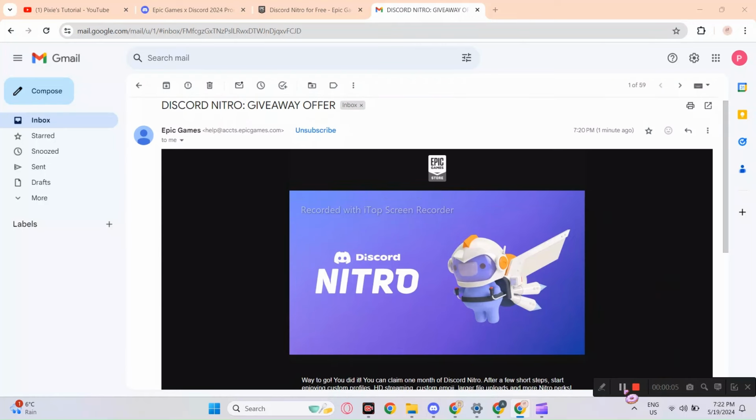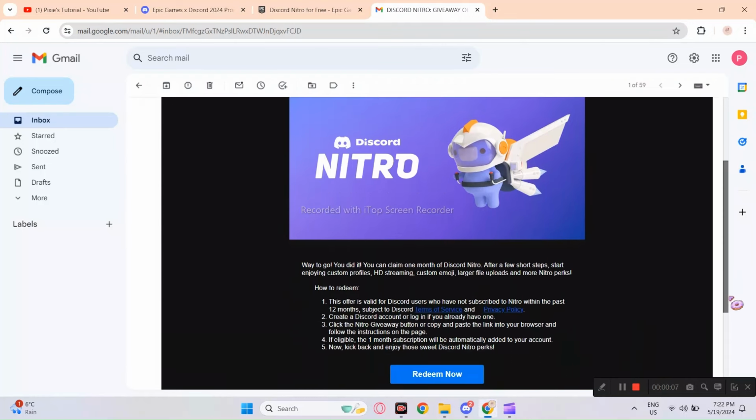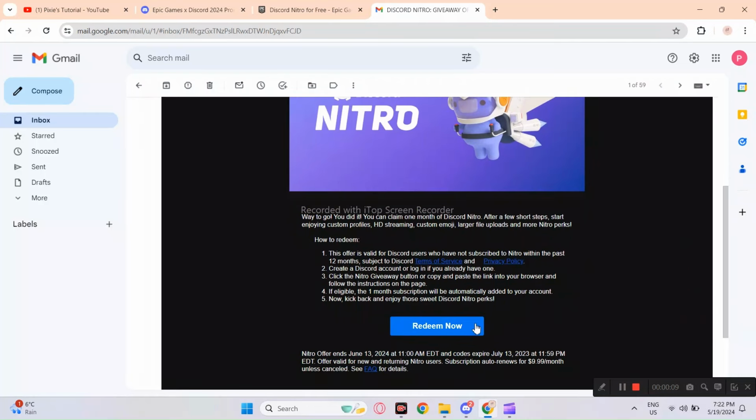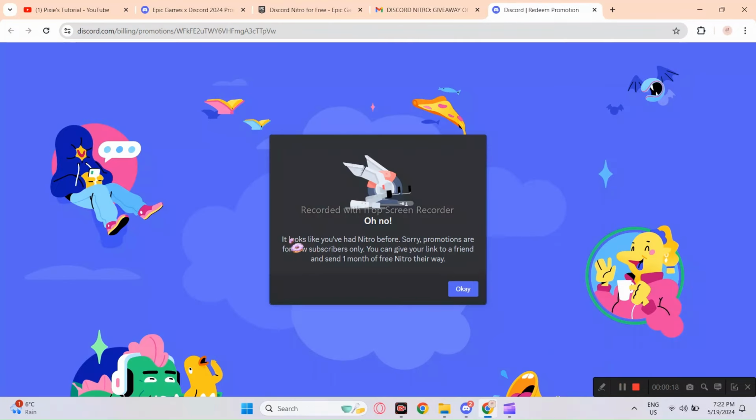I am not getting Nitro because this is for new users or people who haven't had Nitro for 12 months or more. But don't forget that even if you get Nitro, you would need payment method like PayPal, debit card, or credit card.